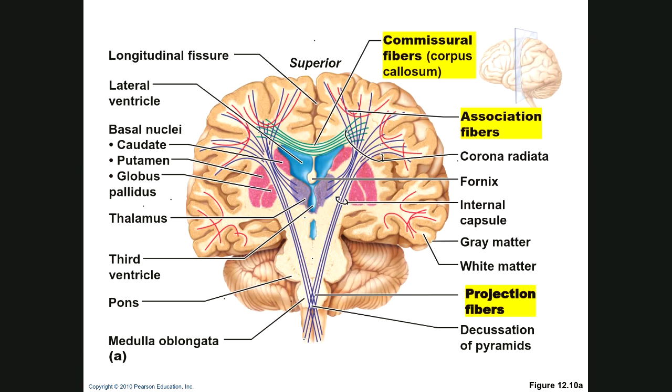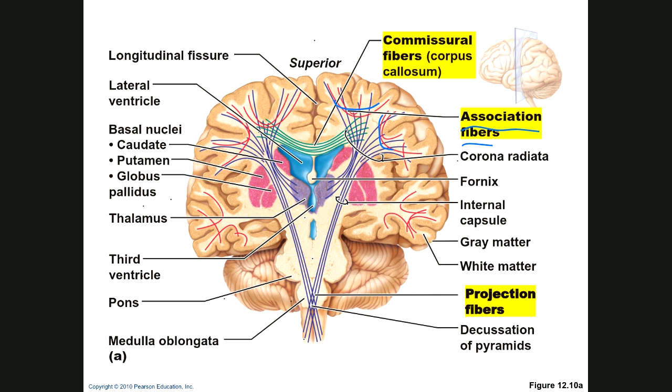The tracts that connected parts of the brain within the same hemisphere were called association fibers, and this one in red will be association fibers. So, for example, the tracts that connect Wernicke's language area and Broca's language area, both on the left hemisphere, will be association fibers.